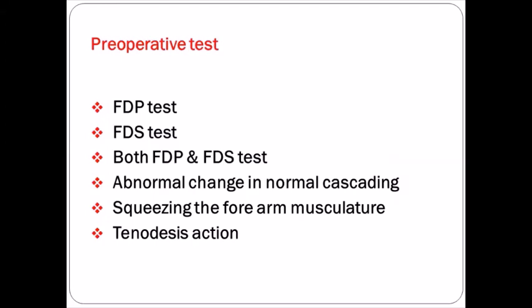And then the other one is abnormal change in normal cascading. When you ask the patient to do some movement with the finger, you will see some abnormal movement in the finger which is affected. Maybe if the patient is trying to grasp something, you will see that the affected finger is not participating in that grasp.